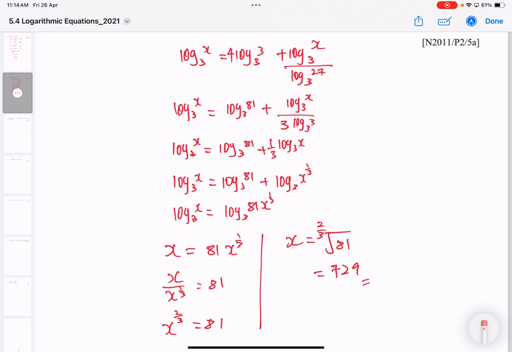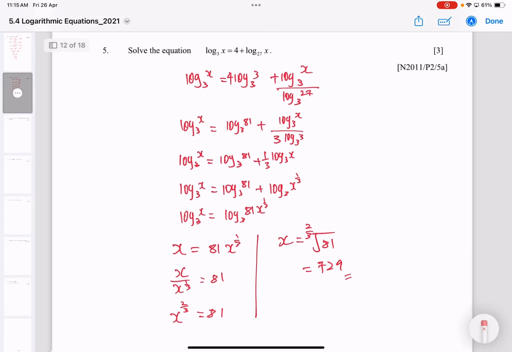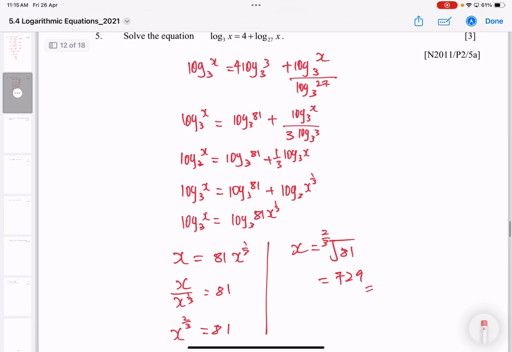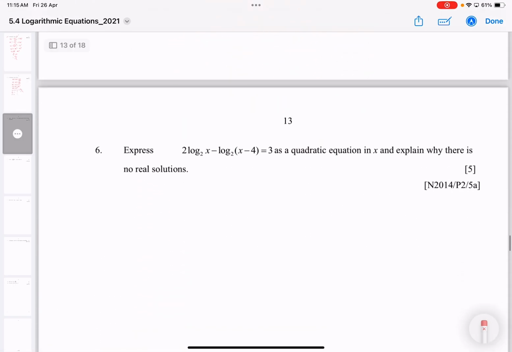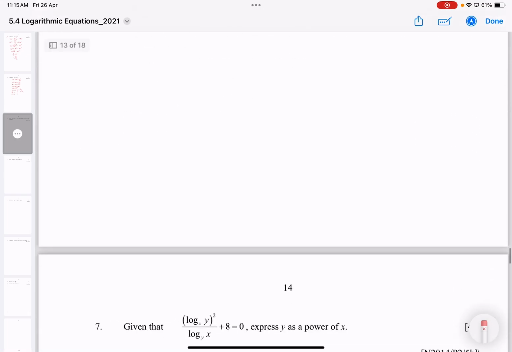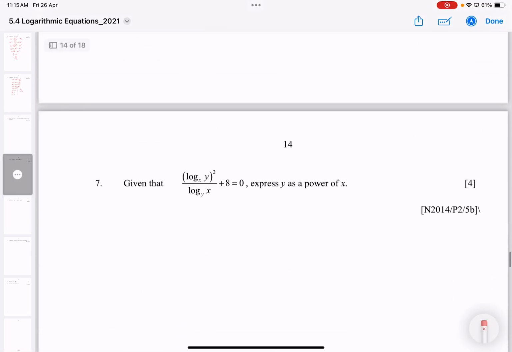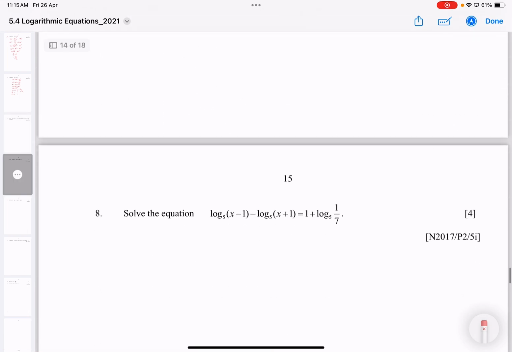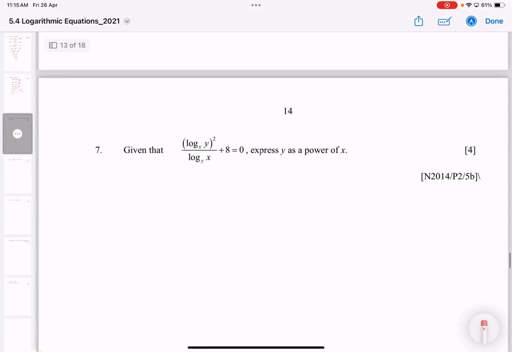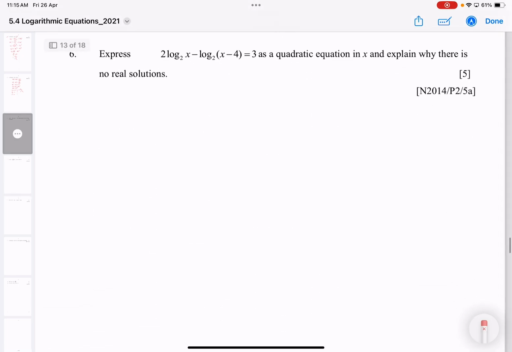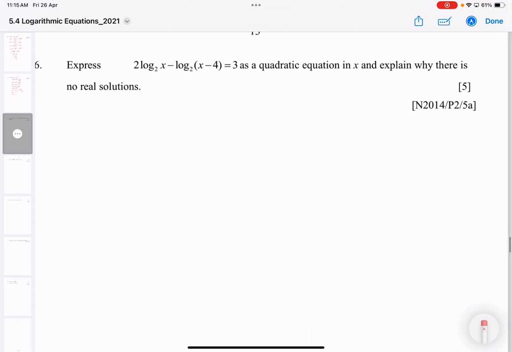Okay, everyone okay with this one? I just want to go through the hard one. Maybe we go through 2 more and then we end the day. We will do questions 6 and 7. Question 7 is a little bit more difficult. All right, let's look at question 6.